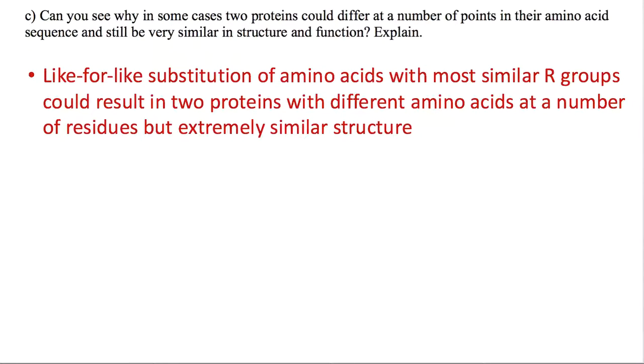We can extend our reasoning from part B then to handle part C of this practice problem. Now we can understand how you could make substitutions at one or multiple residues without significantly changing protein structure and function. The like-for-like substitution of amino acids with very similar R groups at one or multiple residues would create two proteins with different sequence at those residues but similar structure.